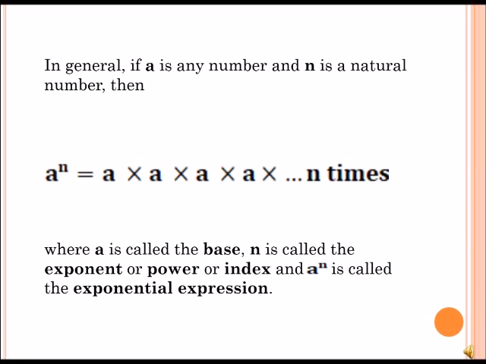In general, if a is any number and n is a natural number, then a raised to the power n is equal to a times a times a times a multiplied n times, where a is called the base and n is called the exponent or power or index, and a raised to the power n is called the exponential expression.